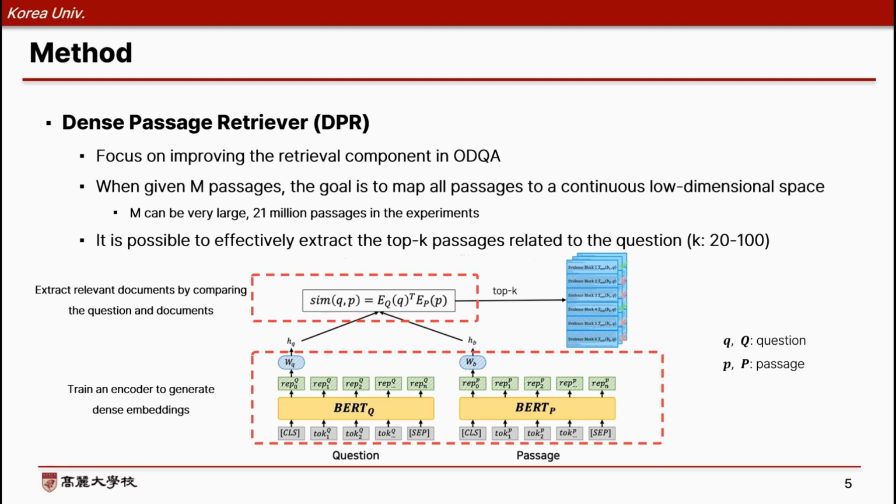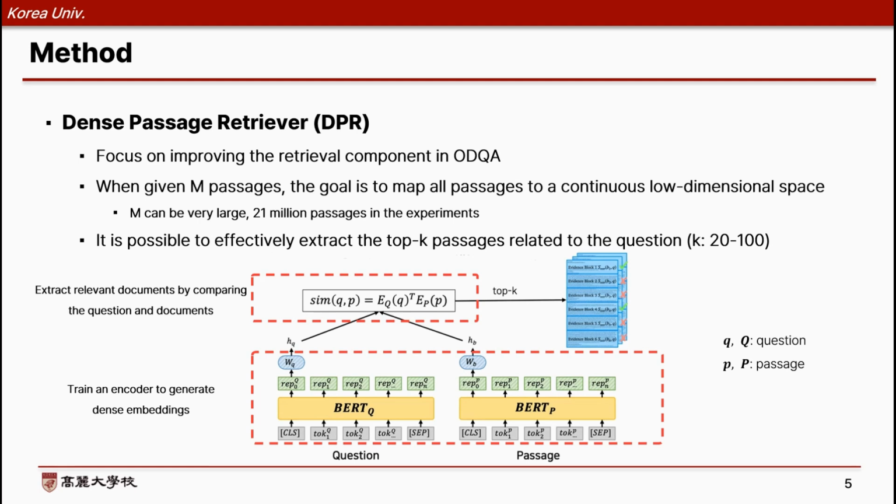However, since the passages target Wikipedia documents, the M is very large. In the experiment, it was reported as 21 million passages. After that, the passages can be mapped to a low-dimensional space, and the top K passages associated with the question can be effectively extracted from it. In this paper, K is generally placed between 20 and 100. Retrieval is expressed by the figure below.